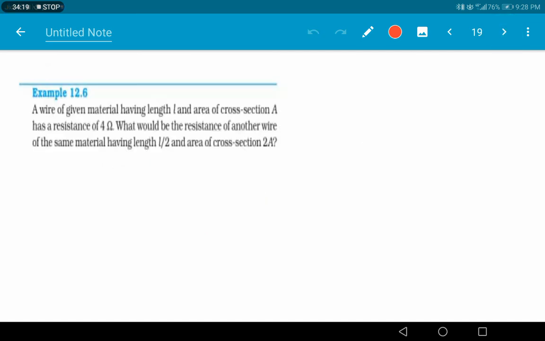This is a textbook example, let us see this. A wire of given material having length L and area of cross section A has a resistance of 4 ohm. So what would be the resistance of another wire of the same material having length L by 2 and area of cross section 2A? Same material means resistivity is the same. If the resistivity is the same for the same material, rho is constant.